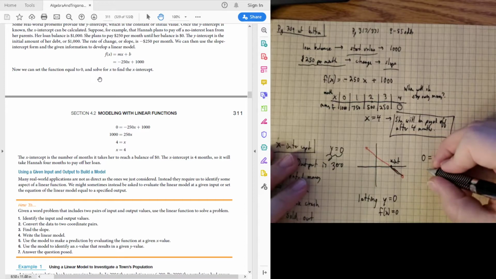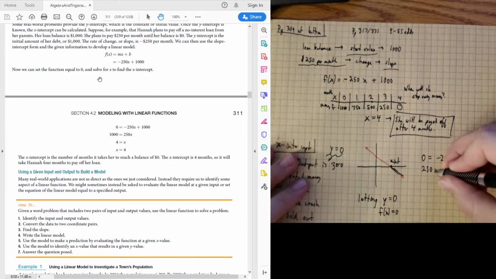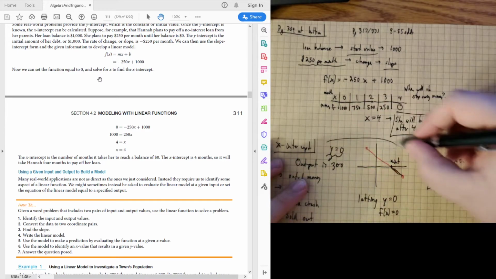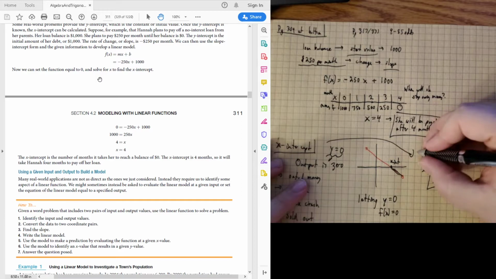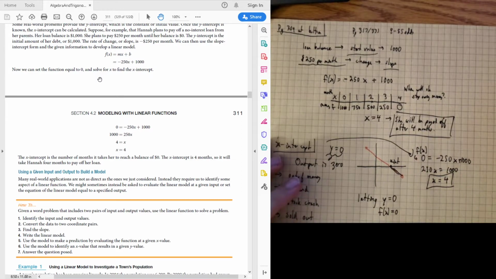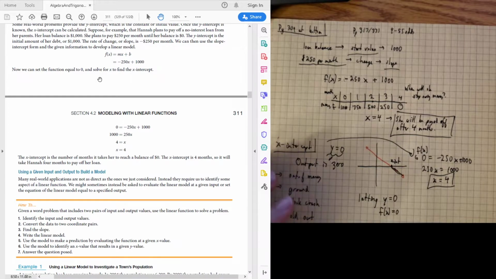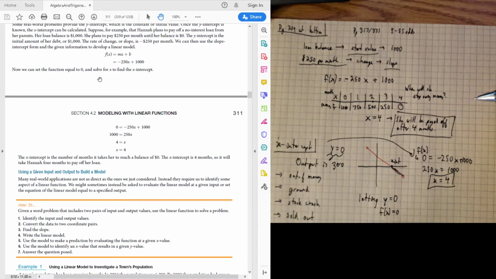They moved the 1,000 over, or in this case, they moved the 250 over, and they divided both sides by 250. Like, this process is how you determine an x-intercept. You take what was once f of x and replace it with 0. The y-intercept can be found by the opposite process, of course.